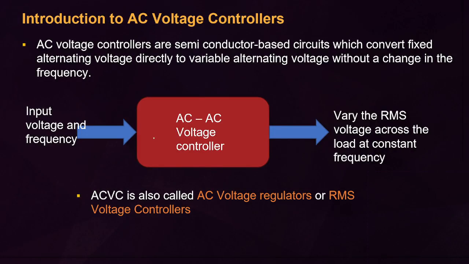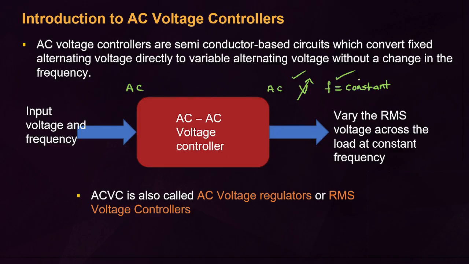Students, we know that an AC voltage controller is a static power electronic circuit which converts AC to AC with variable voltage. That is, voltage is variable but frequency is constant. This point mainly you have to remember. That is, in AC voltage controllers, at the output side voltage is controlled but frequency is constant.